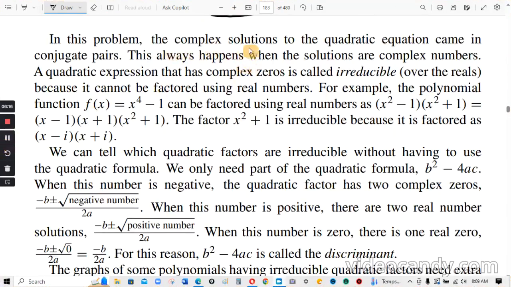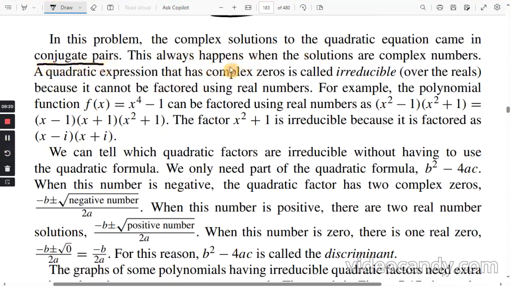All right, so the complex solutions came in conjugate pairs, and this always happens when the solutions are complex numbers. A quadratic expression that has complex zeros is called irreducible because it cannot be factored using real numbers.